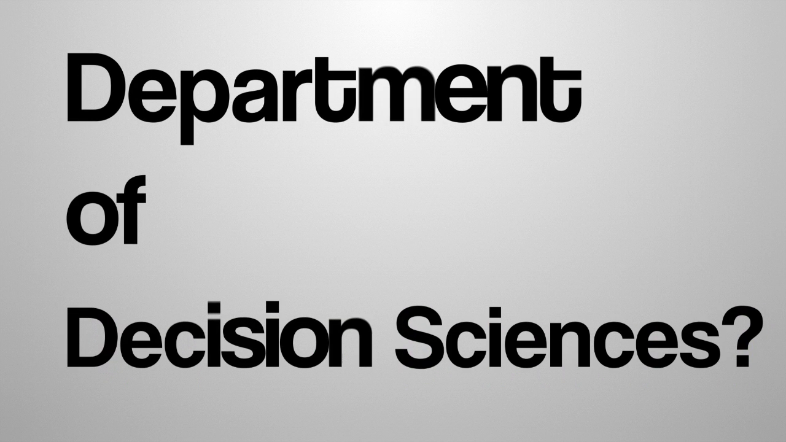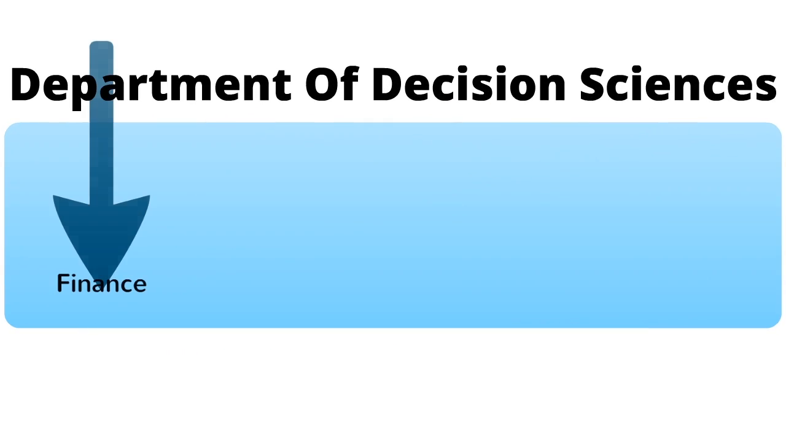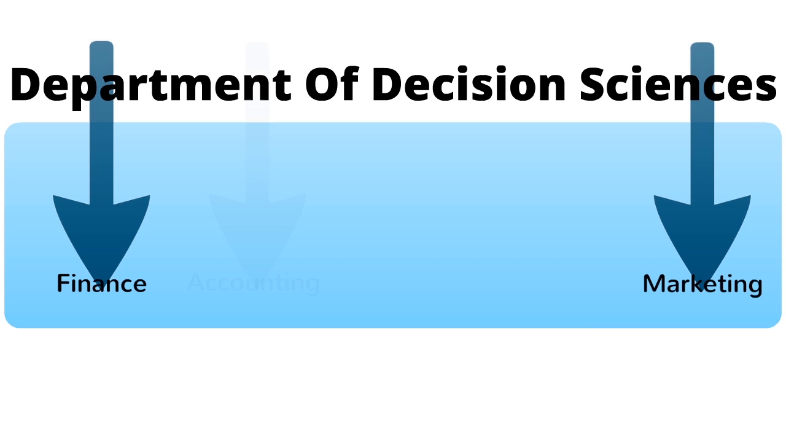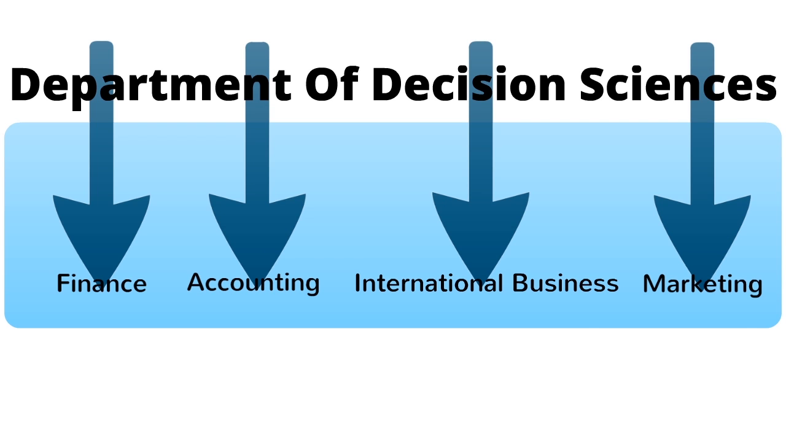The Department of Decision Sciences is the department which focuses largely on managerial decision-making, the science of managerial decision-making. So we cut into all of the major disciplines. We cut into finance, marketing, accountancy, international business. We cut into all of these various disciplines that require some kind of quantitative aspect, some kind of high-level quantification.